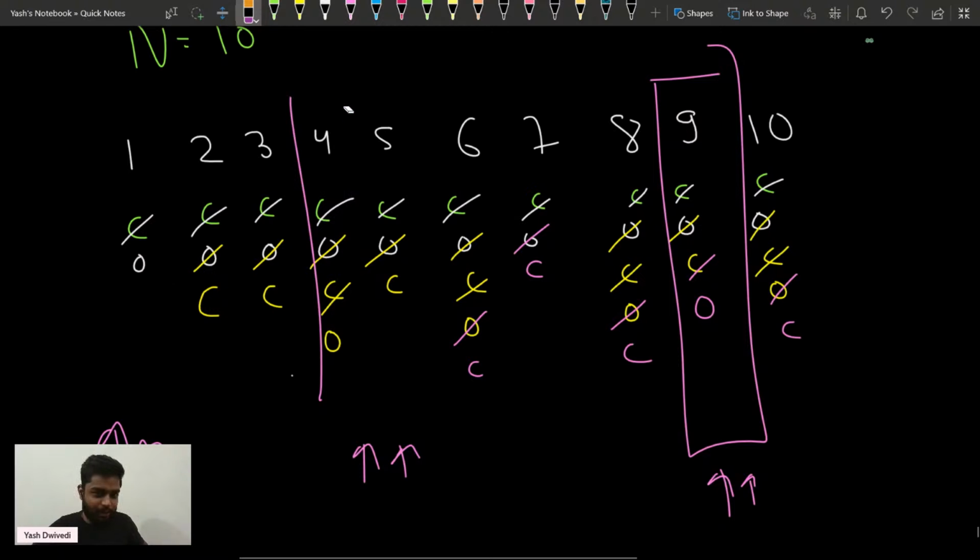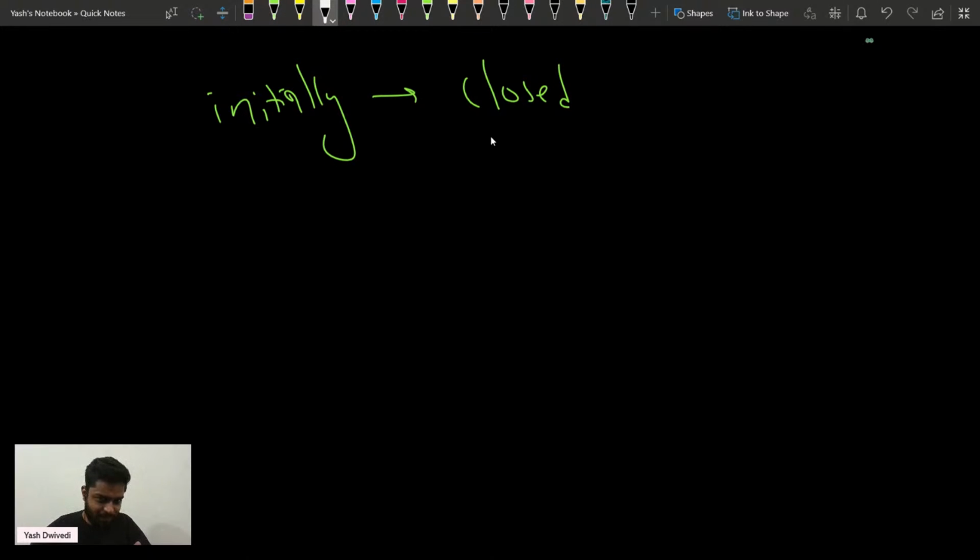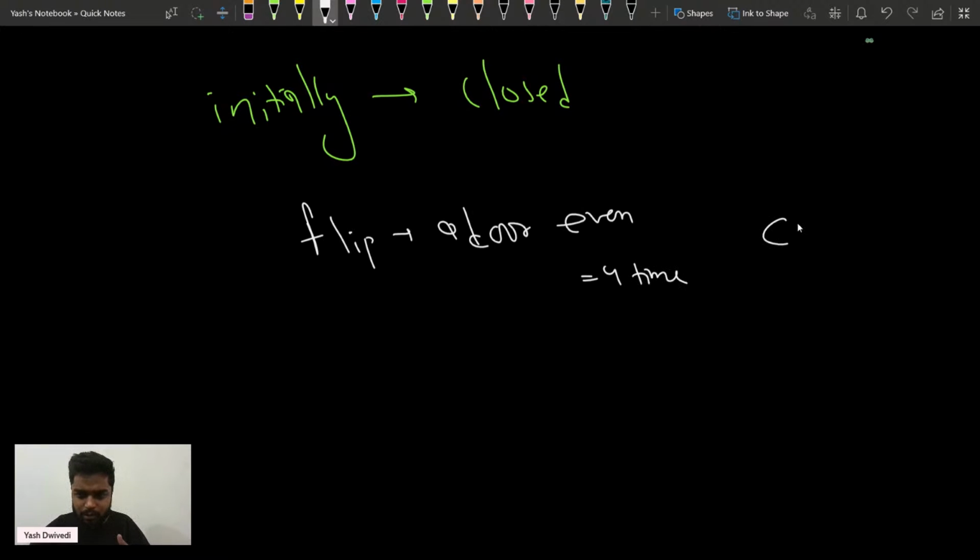Now how can I figure that out? Can I say that initially a door is closed? Initially a door is closed. So if I flip a door an even number of times, let's say 4 times: if it is closed, I flip it once and it is open, then a second time it is closed, then another time open, then another time closed. So if I flip it for the first time, second time, third time, fourth time, ultimately what am I getting?